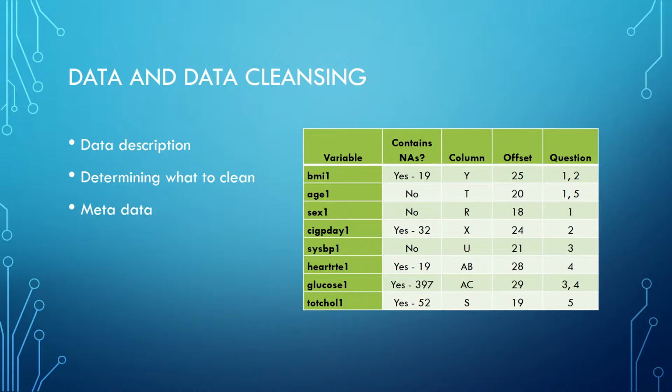Once I had those variables chosen, it was easy to look at the properties of the data that would affect analysis, such as NA values or missing data. The data chosen is in the table shown, starting with BMI 1, age 1, sex 1, cigs per day 1, sysBP 1, heart rate 1, glucose 1, and total cholesterol 1.